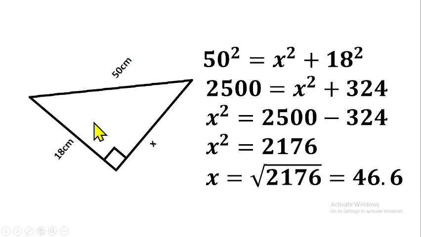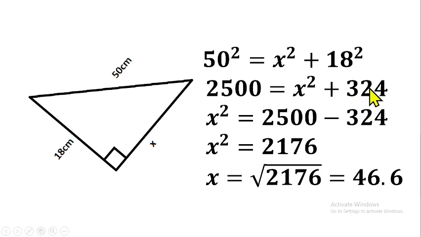Where is the hypotenuse side? The hypotenuse side is this side because it is facing the right angle. Then the square of it, which is 50 squared, equals the sum of the square of the remaining two sides. Square of this plus the square of this. So we have s squared plus 18 squared. 50 squared will give us 2500 equals s squared plus 18 squared, which will give us 324.